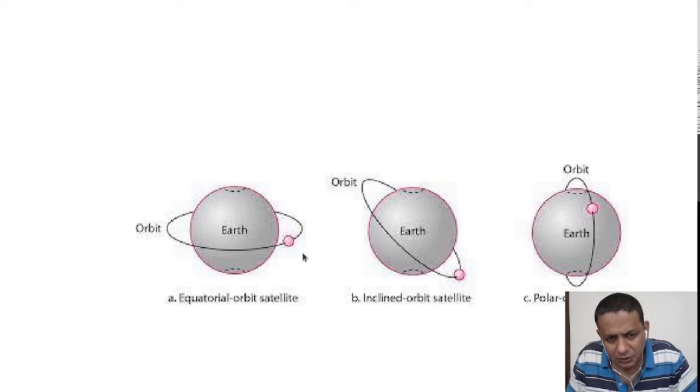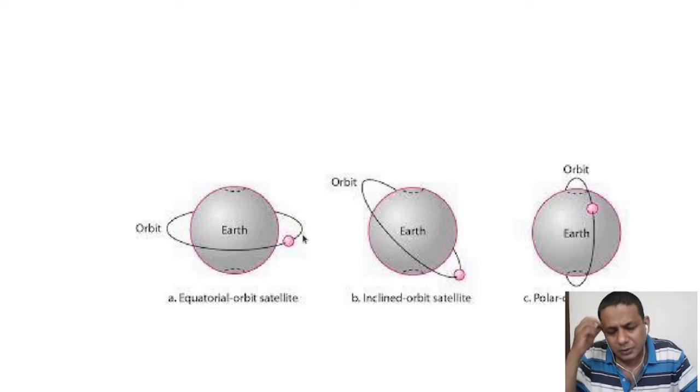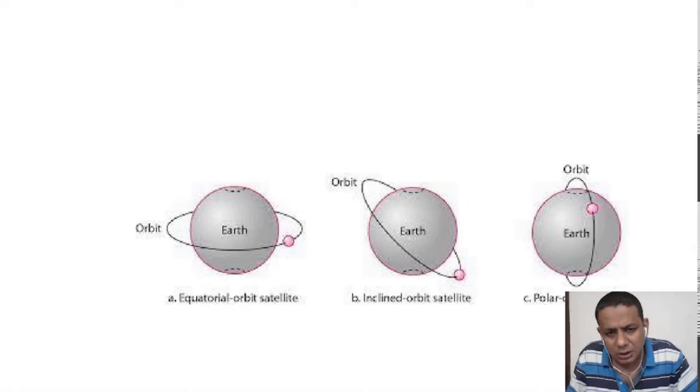Geostationary means that when the Earth is rotating from west to east, along with that the satellite is also moving. So the velocity of rotation of the satellite is equal to the surface velocity of the Earth itself.